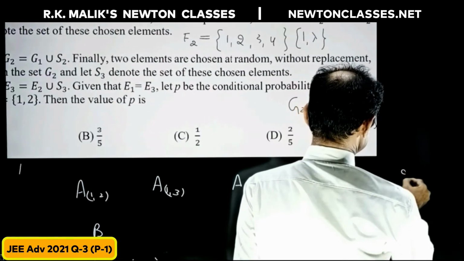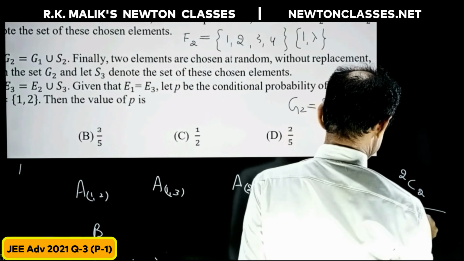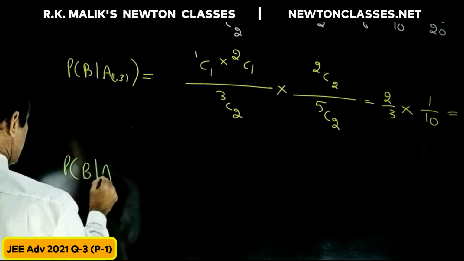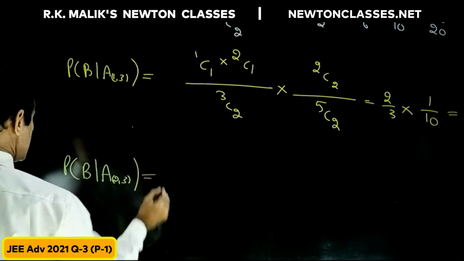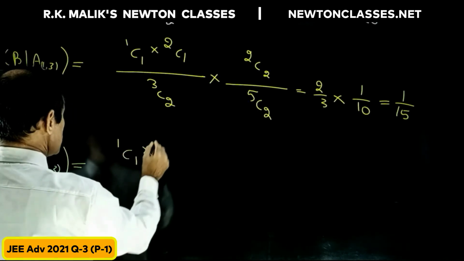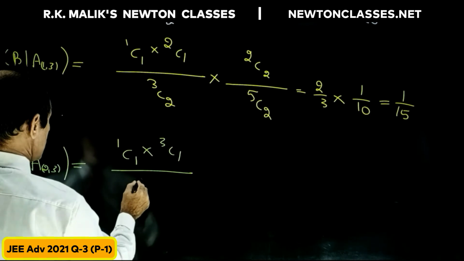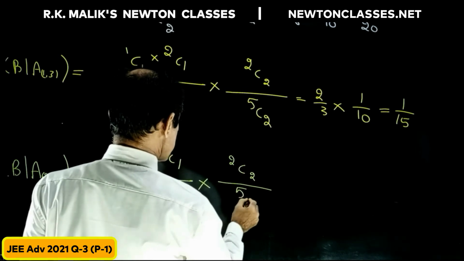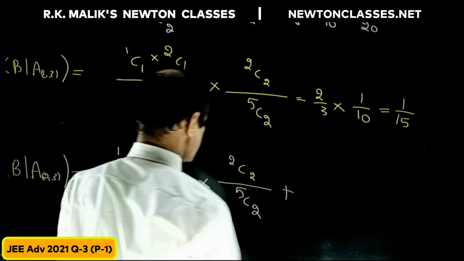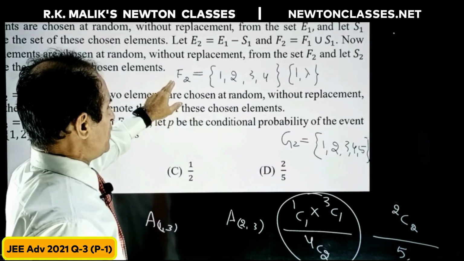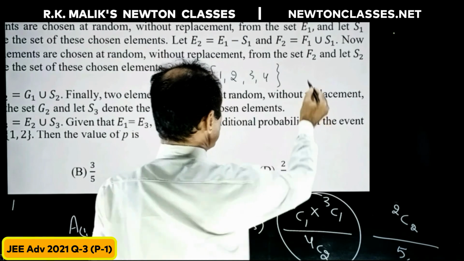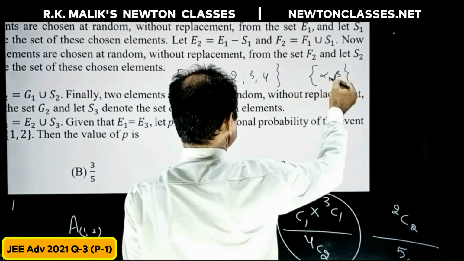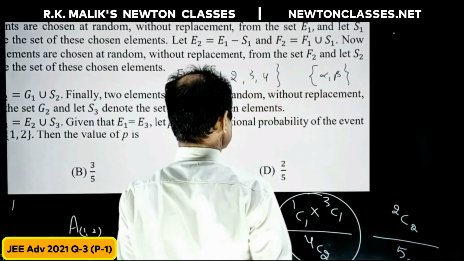And finally, the probability that from G2, 2, 3 will come out becomes 2C2 upon 5C2. Hence, in this case, P of B given A, 2, 3, is equal to 1C1 into 3C1 upon 4C2 into 2C2 upon 5C2, plus the second case, when the chosen pair from F2 will be of the form alpha beta, where both alpha and beta can be either 2 or 3 or 4.